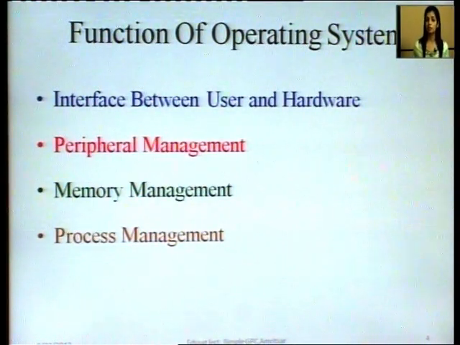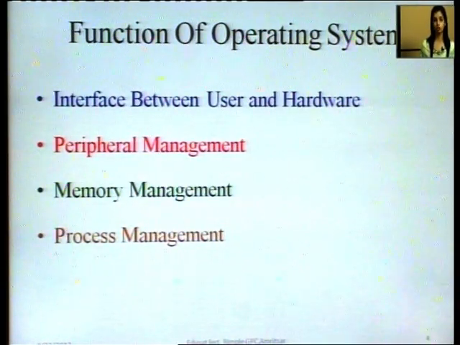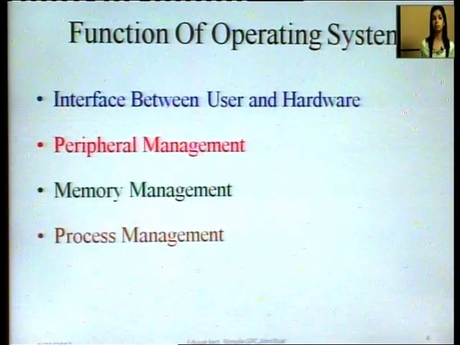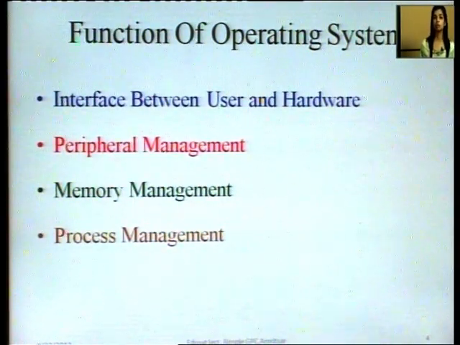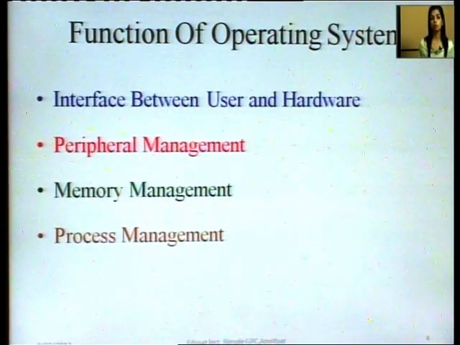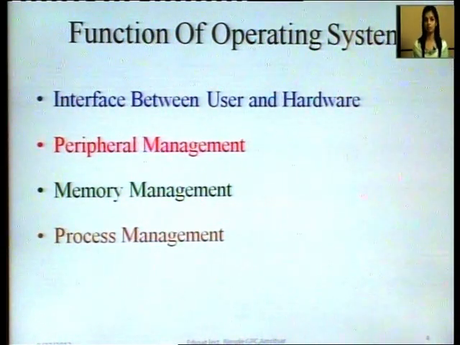Next is memory management. Whenever you request a page or a file, it is the operating system function that controls the memory management. Firstly it goes to the cache, then main memory. If it does not exist in the main memory, then it goes to the secondary memory. So it all depends on the operating system. The main function of operating system is memory management.